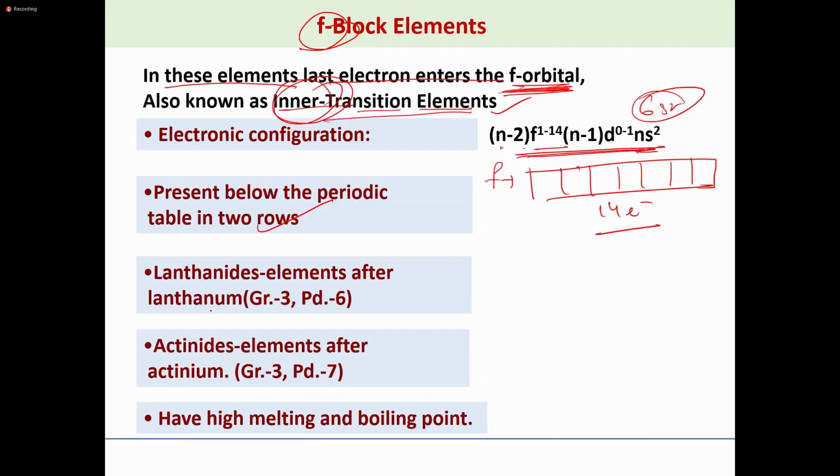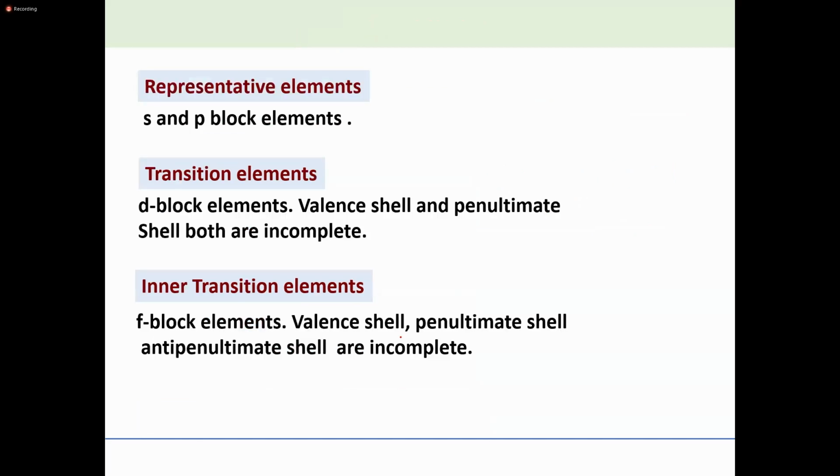The lanthanide elements come after lanthanum, which is in group 3, period 6. The actinides are also in group 3, and the period is 7. These f block elements have high melting points and high boiling points. In this way, we have classified the elements into the s block, p block, d block, and f block elements.